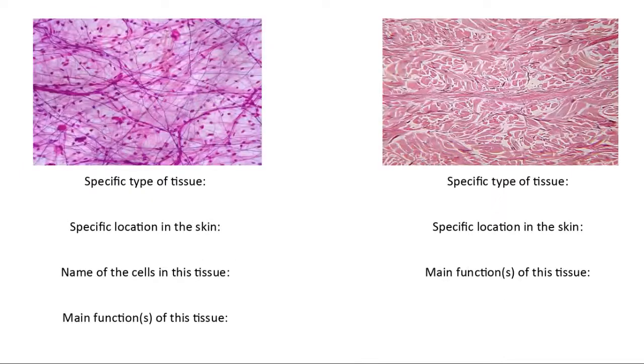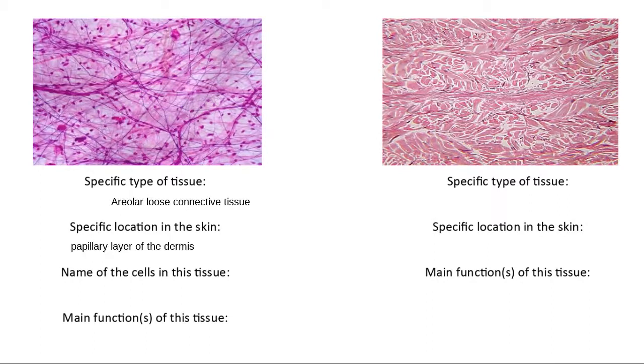So let's go to the middle then. We have which kind of tissue in this picture here? Which kind are we looking at here? Exactly. We're looking at areolar loose connective tissue. Areolar loose connective tissue is the kind of tissue that we find in an area called the papillary layer of the dermis. The papillary layer of the dermis.